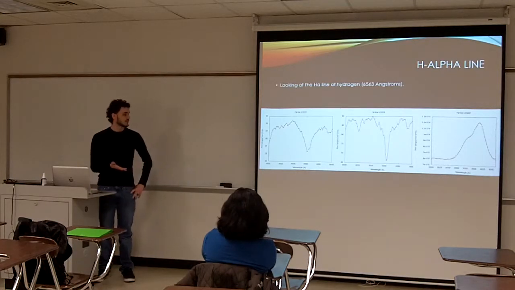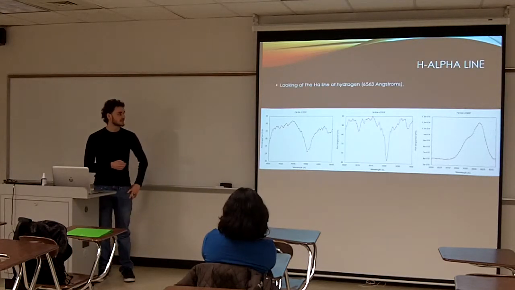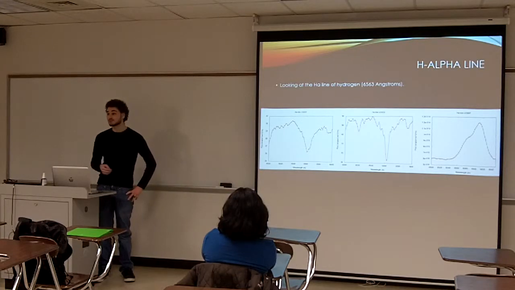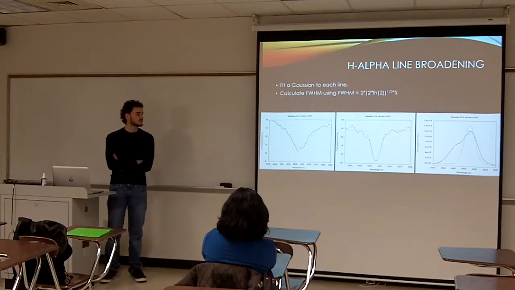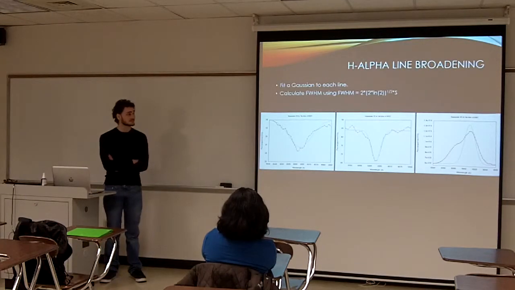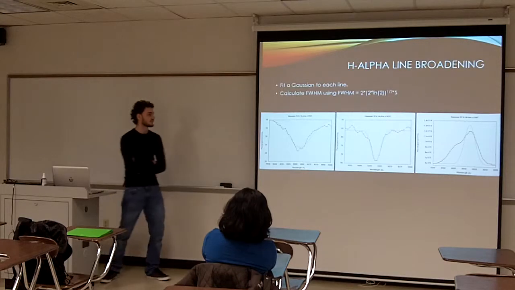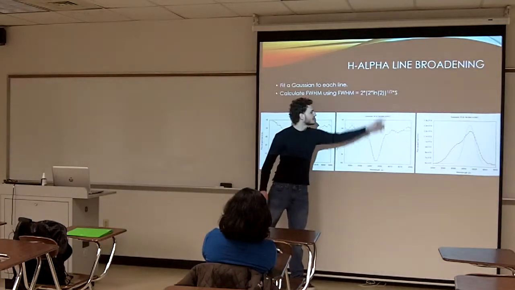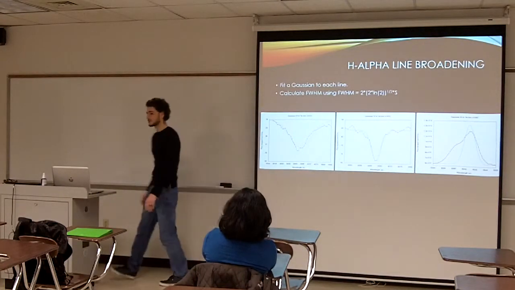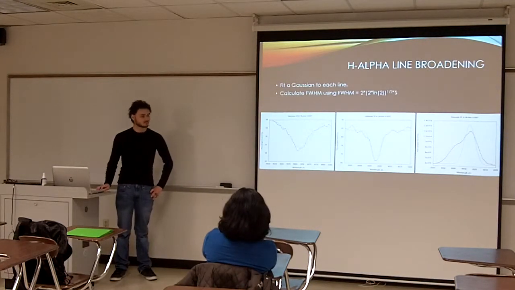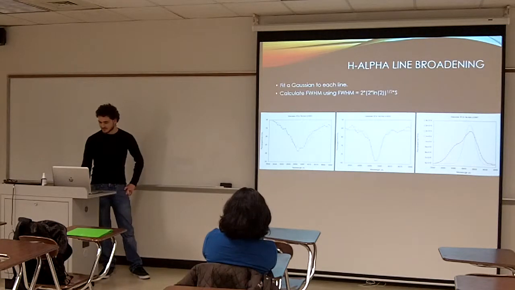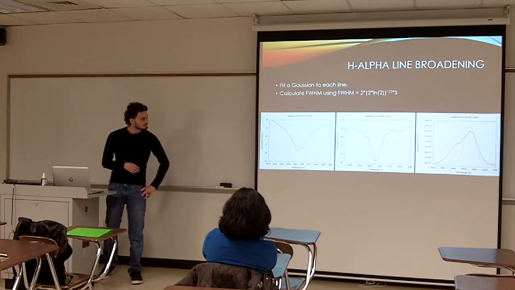Okay, so now we have what we hope to be our H alpha lines. Now we need to determine how broad they are. And the easiest way I found to do that was to try and fit a Gaussian to each one, and then calculate the full width half max of that Gaussian using the normal equation for calculating the full width half max. For this, the parameter S is actually the standard deviation of the Gaussian, which is calculated from the fitting. So you can see there the fits I did. Some are better than others, obviously.